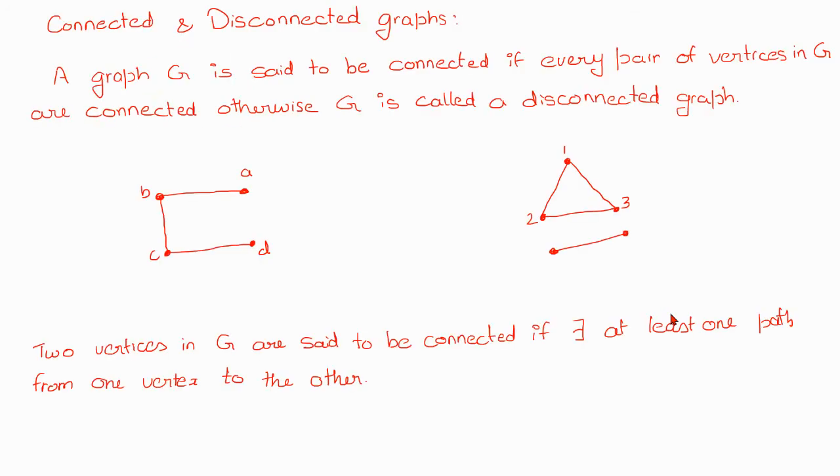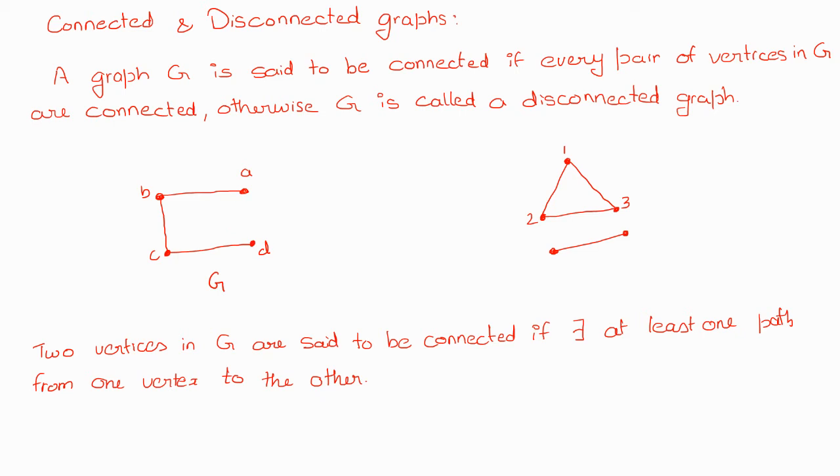Now let's see what are connected and disconnected graphs. A graph G is said to be connected if every pair of vertices in G are connected. Otherwise, G is called a disconnected graph. This is what a graph G is said to be connected if every pair of vertices in G are connected. Suppose let us consider this example. Suppose this is a graph G. Now in this every pair of vertices, that is A to B, it is connected, B to C is connected, C to D is connected. That means all four vertices are connected.